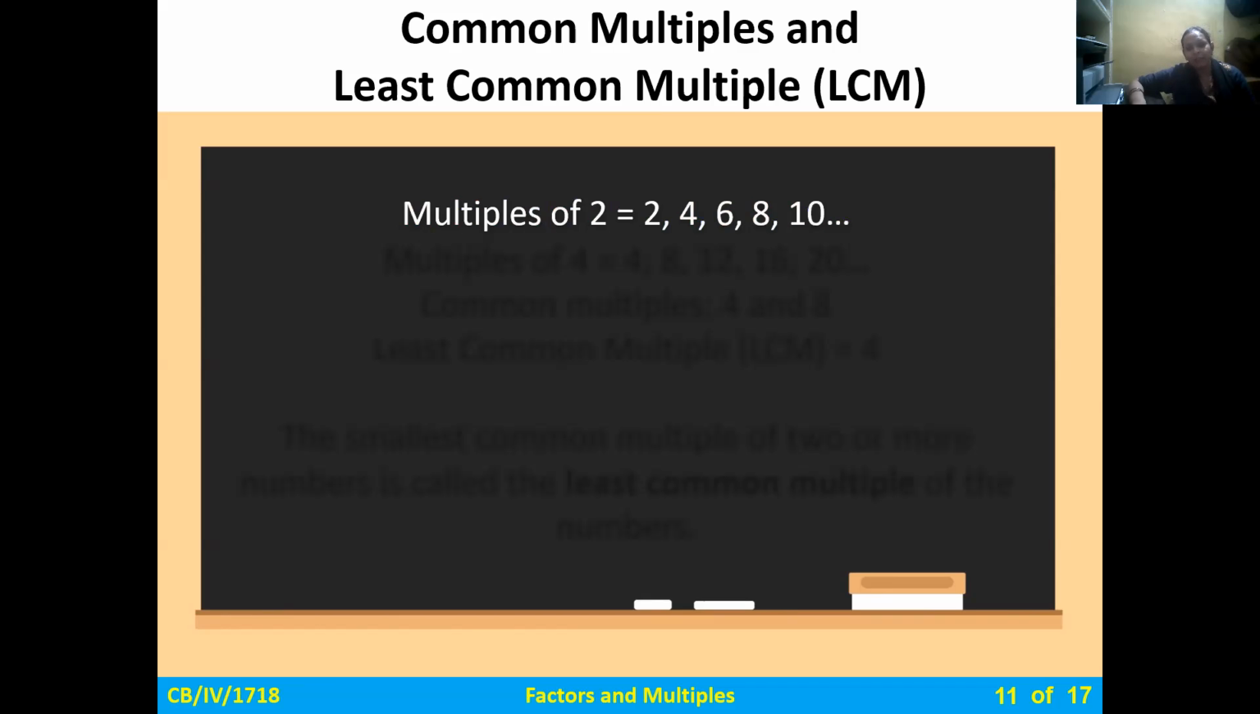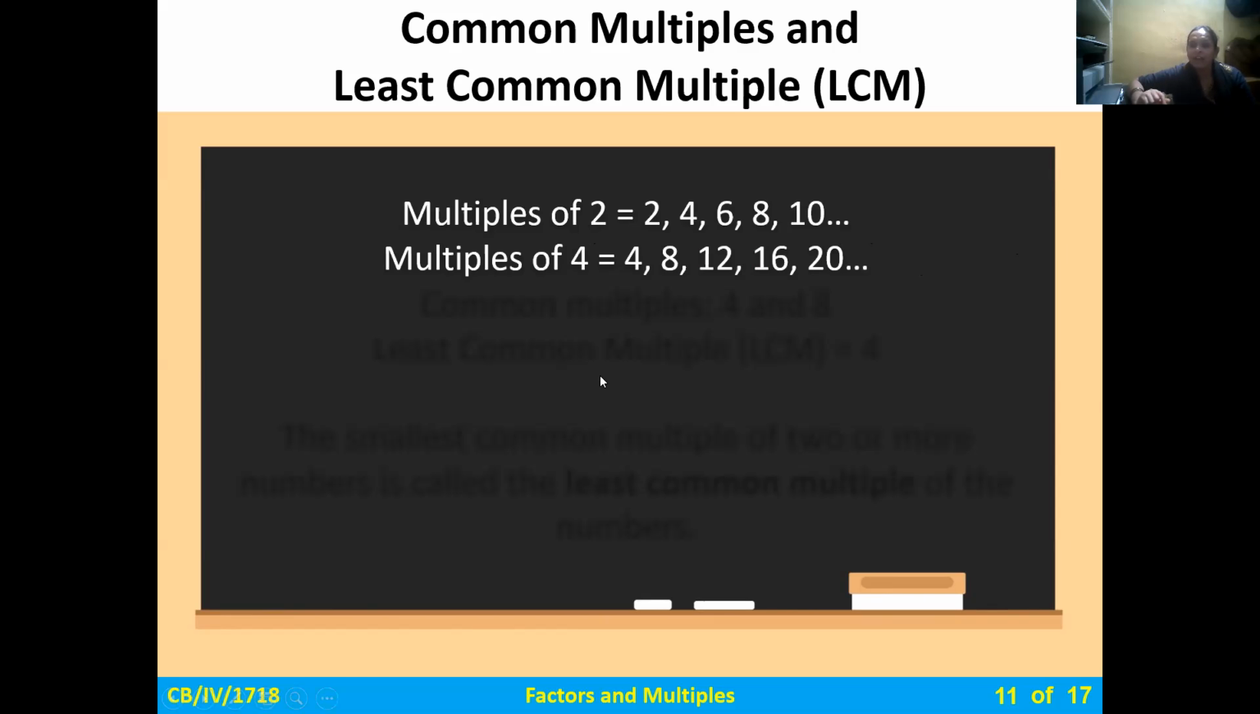Let's see, the multiples of 2 are 2, 4. See how we are reading the table of 2. We are writing the table of 2. 2 ones 2, 2 twos 4, 2 threes 6, 2 fours 8, 2 fives 10, 2 sixes 12, and so on. Next, the multiples of 4: 4 ones 4, 4 twos 8, 4 threes 12, 4 fours 16, 4 fives 20, 4 sixes 24, and so on. Write up to 10 at least, minimum.